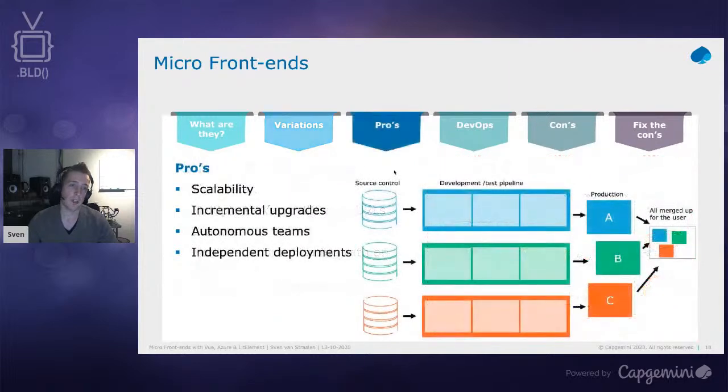The benefits of micro frontends is the scalability, because with every small part of the application, you can just make an addition with an extra team, with a separate pipeline, and move with incremental upgrades. You immediately have autonomous teams because they focus on one specific part of your website, and they can deploy independently. Those are the definite basic things that help moving forward for an enterprise.